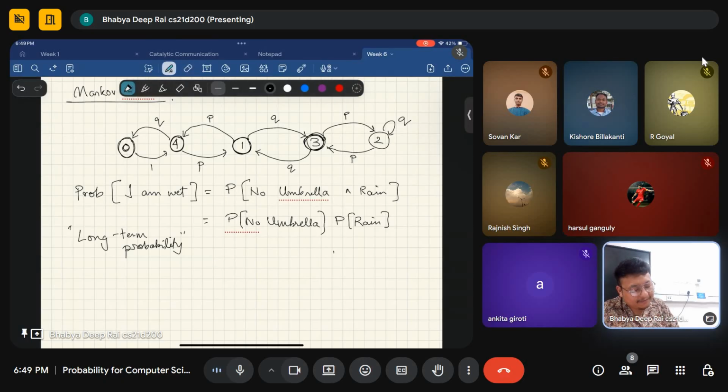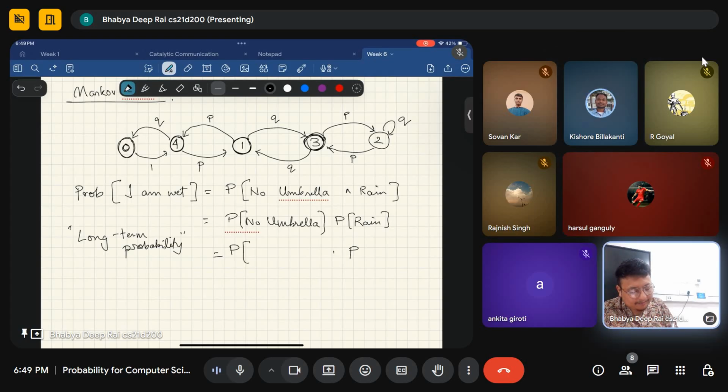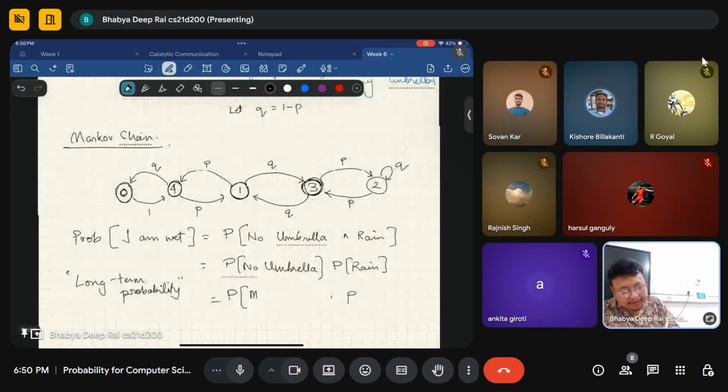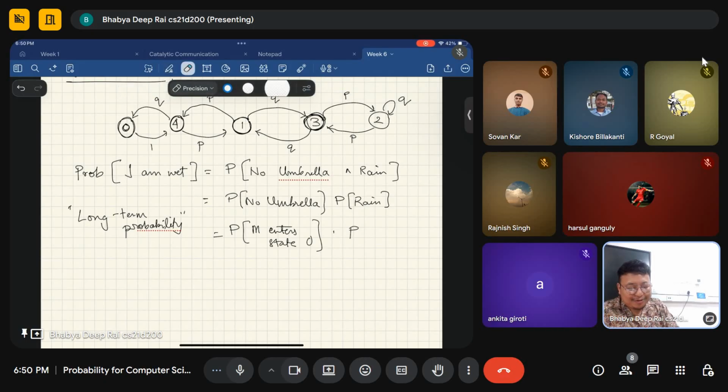Okay, probability of rain, by the way, is already P, right? So we have this probability of no umbrella. The probability of no umbrella is more nuanced. But what I do agree is that this is the probability that the Markov chain, let me call it M, enters state 0, right? This is the same as no umbrella, M being in state 0, right? So now that's what I'm telling you.